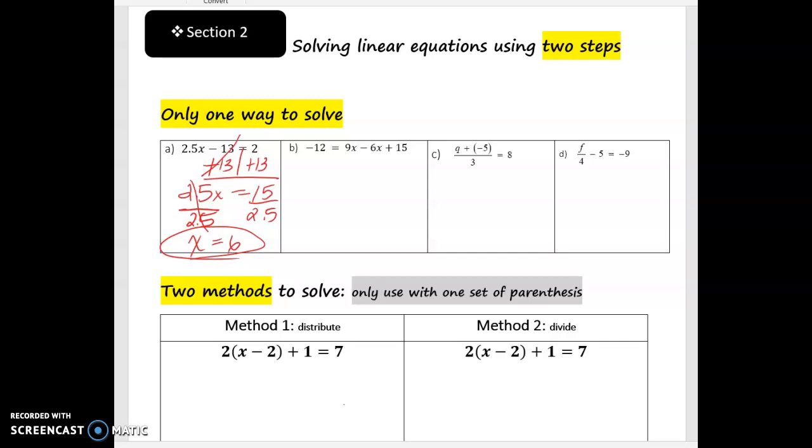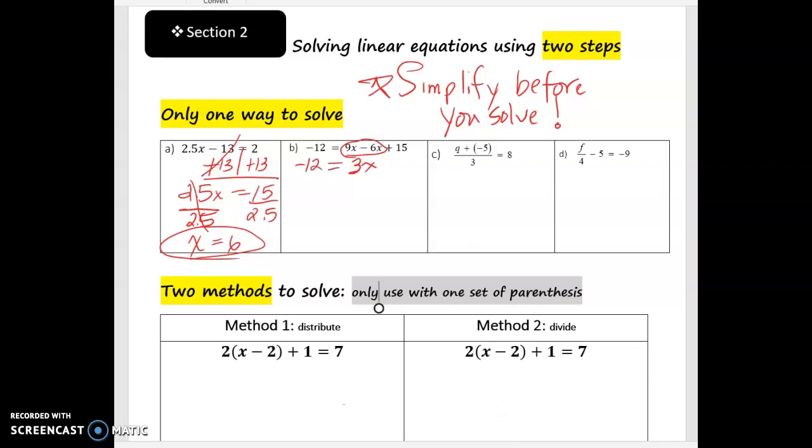Let's move on to number 2, or example B. In this one, what you'll notice is you might have to do a little bit of simplifying before we can solve. So maybe make a note up here: simplify before you solve. In this equation on the right-hand side, I have some like terms that I can combine. 9x and 6x can combine, and that gives me a difference of 3x. And everything else is going to drop down.